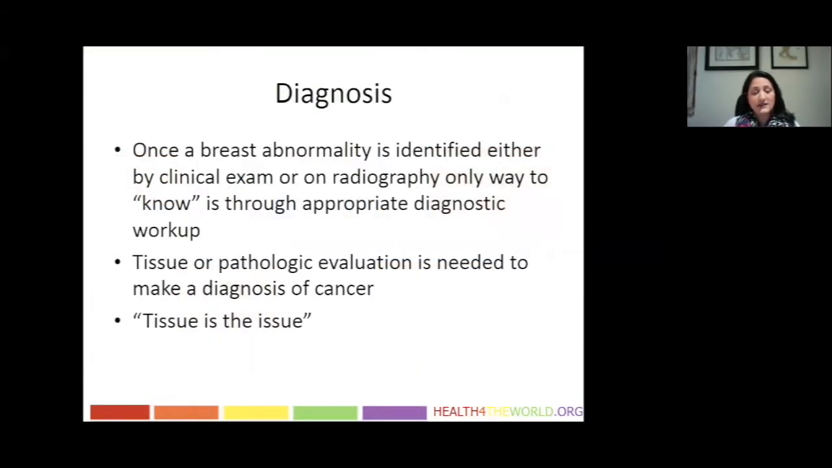Once any of these abnormalities is detected by physical exam, how is it that you can actually make the diagnosis? It is important to note that breast cancer cannot be diagnosed by physical exam alone. The actual diagnosis of breast cancer is made not only of diagnostic radiology, but it also must be followed by pathologic confirmation. Only tissue examined under the microscope can give the true diagnosis of cancer, and this is what we term "tissue is the issue."